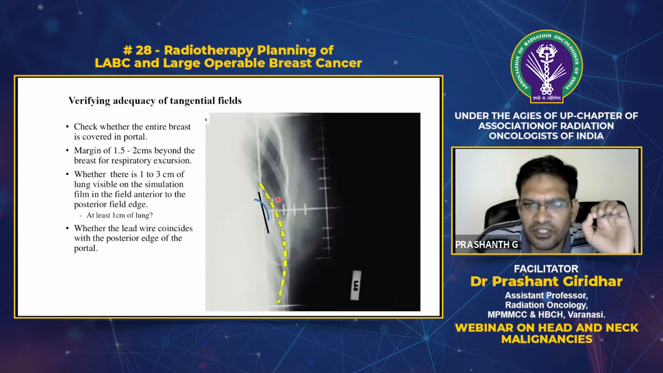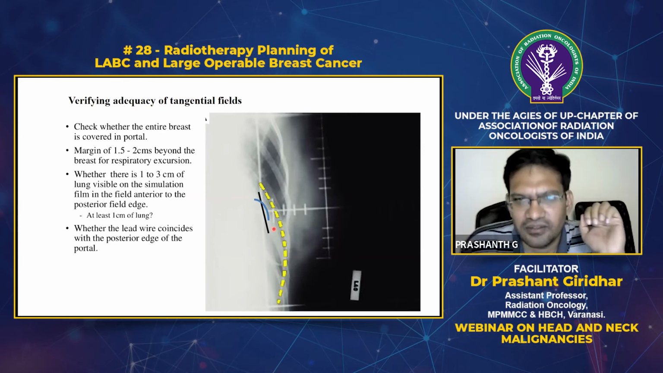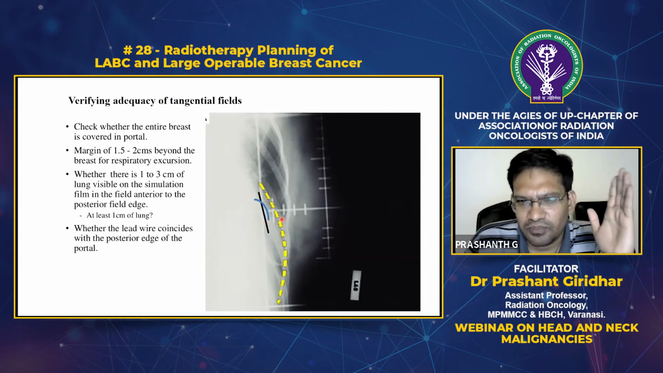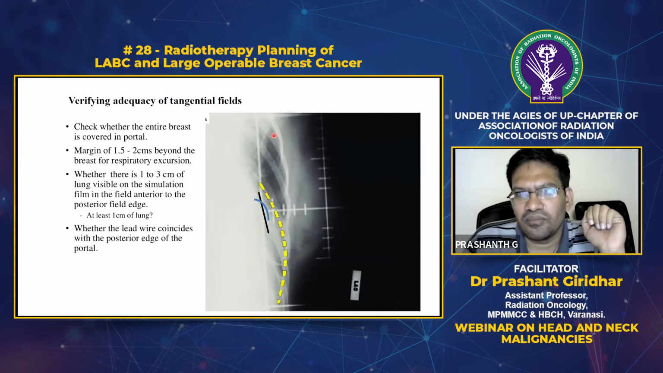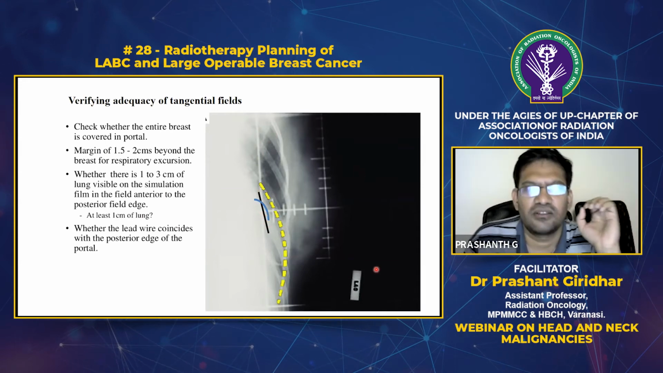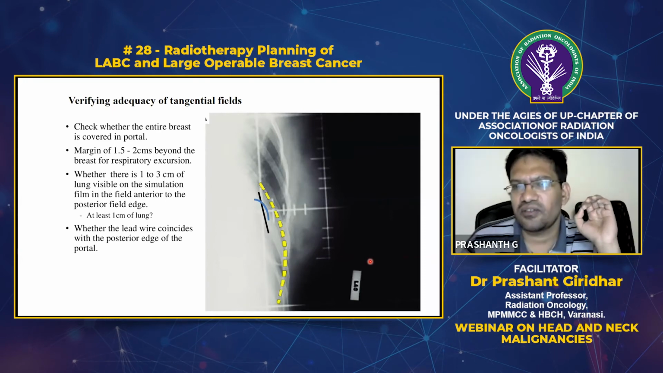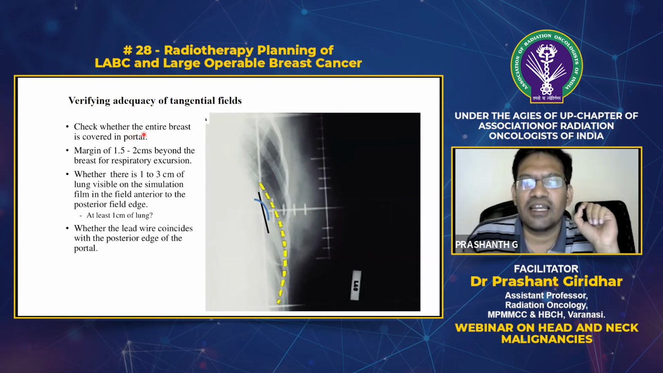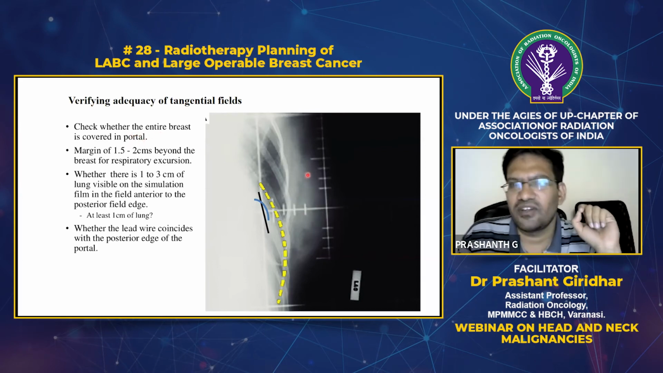Now, once this image has been attained, so you have a posterior field, you have the lead wires which are marked, and you have marked the centers. There are certain things that need to be verified. The first thing is to check whether the entire breast or the chest wall is covered in the portal.